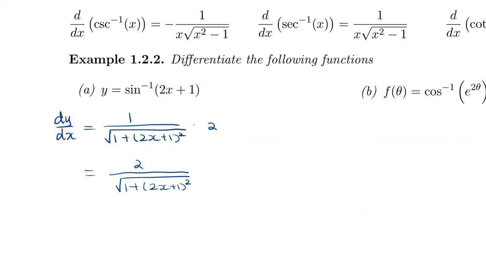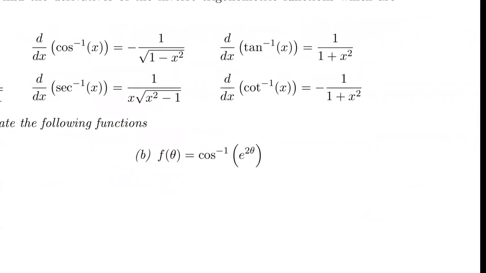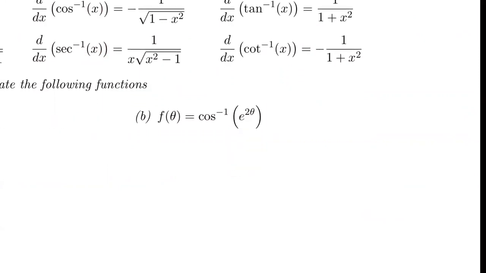So that's for the first part. Now for the second part, we do something similar, but we're using the cosine definition. So in place of the x, we're going to be using e to the power 2 times theta. So what that means is, if we say f prime of theta, the derivative of cosine inverse is 1 divided by root 1 minus what goes inside, which is actually e to the theta, whole thing squared, and the derivative of the inner function, which is 2e to the theta.